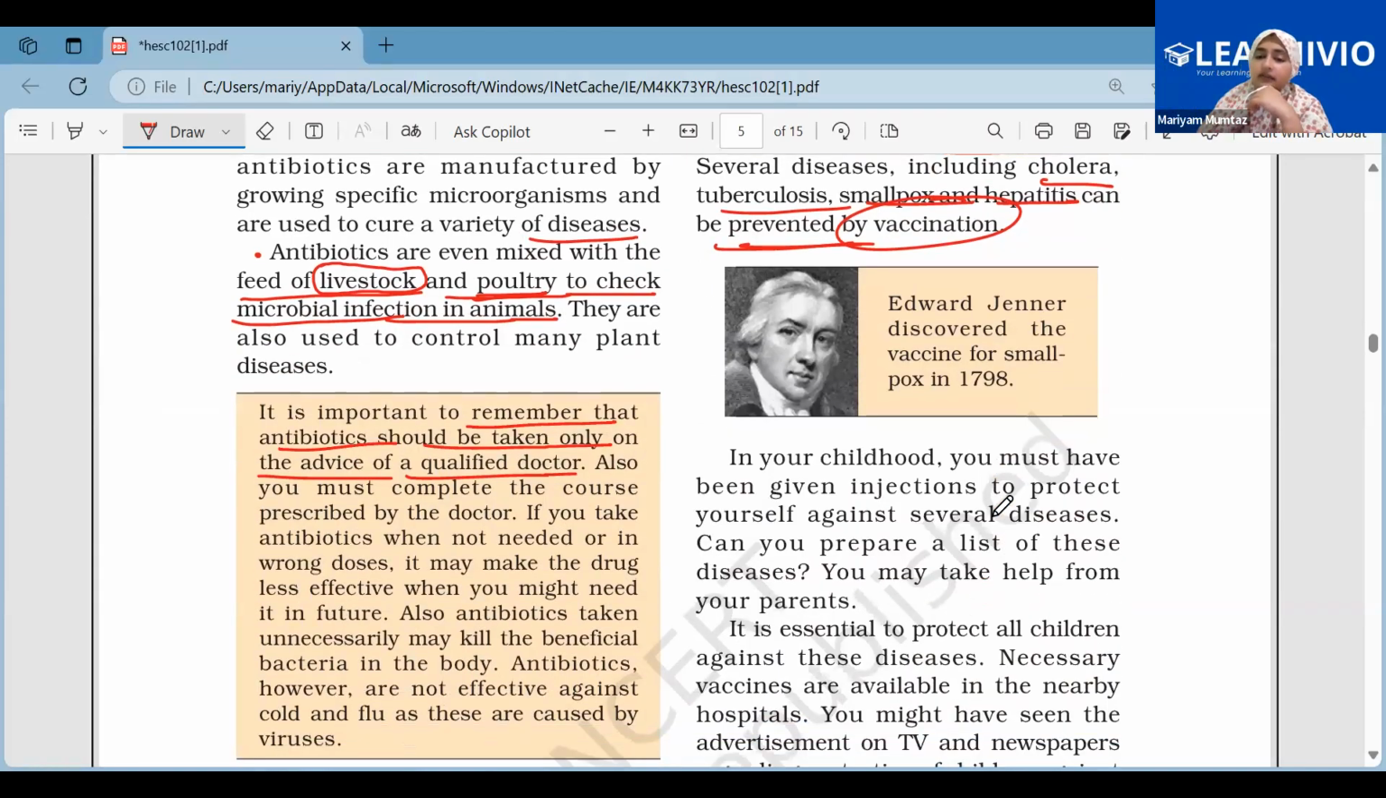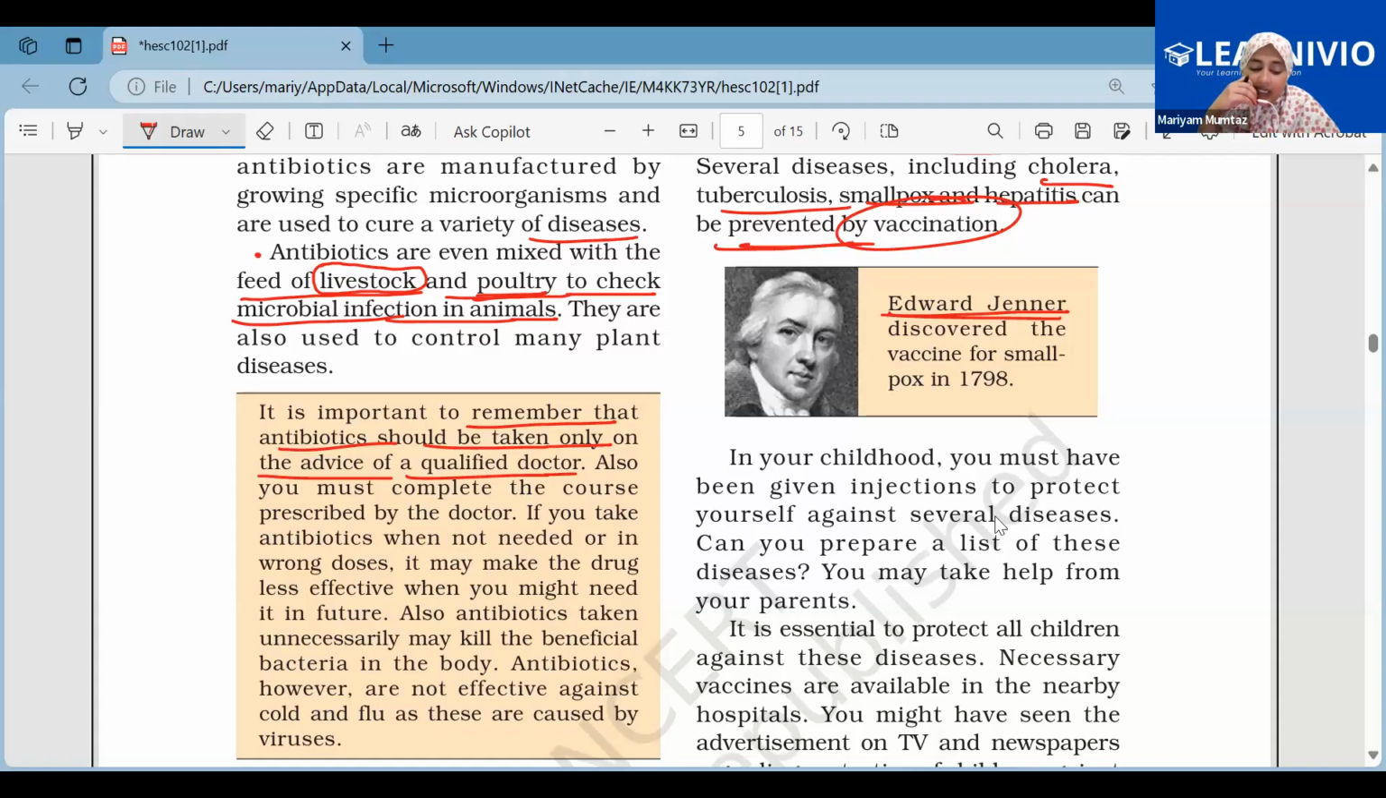And who discovered the vaccine for the smallpox disease? It was Edward Jenner. He discovered it. Now, see, Edward Jenner discovered the vaccine for smallpox, and because of him, today smallpox does not exist. This disease is not present in the world now because it has been eradicated.